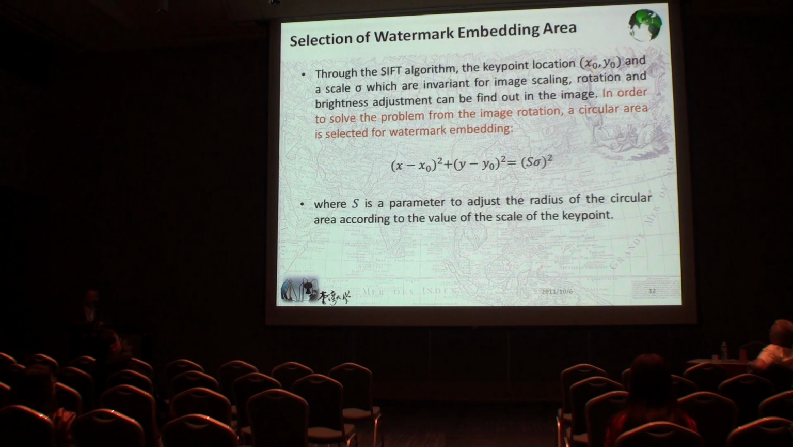In this paper, we want to research the image rotations. So we select a circular area surrounding the feature, so that when you rotate the image, the surrounding is still circular. So it will not be affected by the image rotations. And the issue of the selection is the radius of the circle. So we use the scale of the SIFT features to determine the radius of the selected circular area.